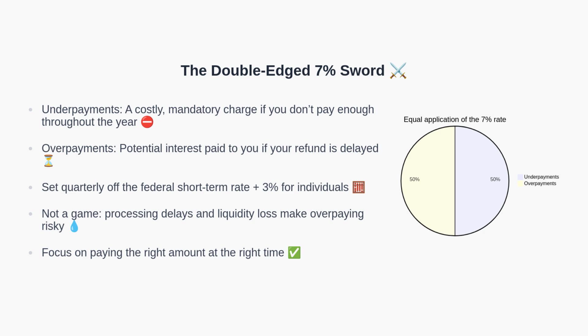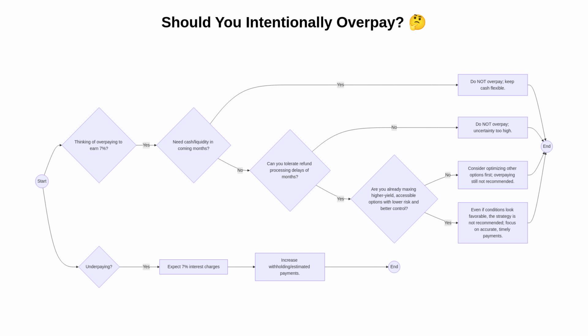Next, we'll visualize the decision of whether overpaying to earn interest makes sense. This flowchart walks through the decision. Starting with the question of overpaying to earn 7%, we immediately test for near-term cash needs. If you need liquidity, do not overpay. If you can tolerate delays, we still ask whether you have better, more accessible options. Even if you answer yes to those questions, the conclusion is to avoid intentionally overpaying and instead focus on accurate, timely payments. On a separate branch, if you are underpaying, expect interest charges and increase withholding or estimated payments accordingly.